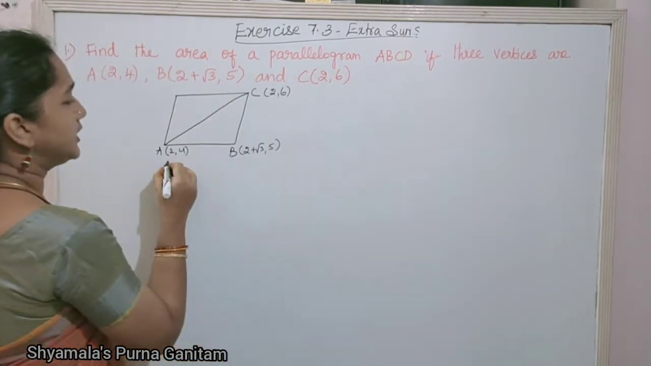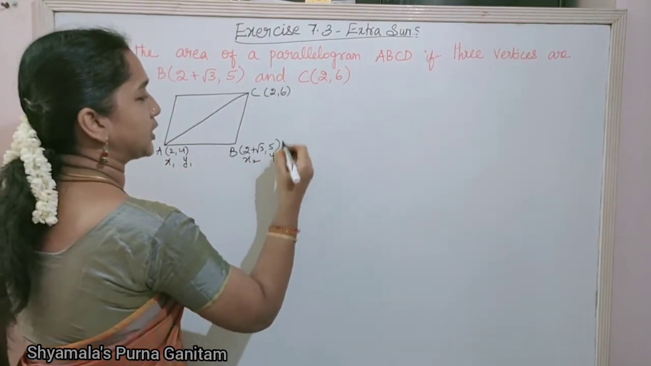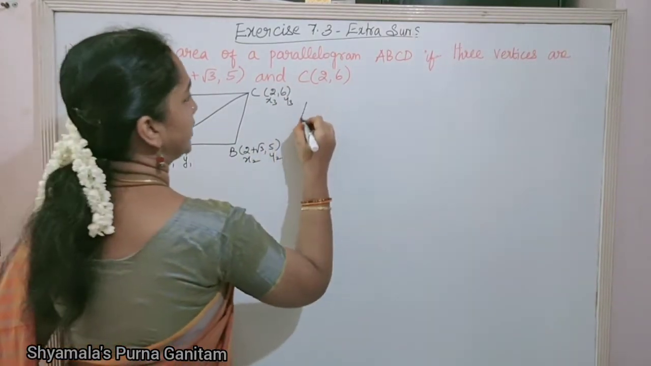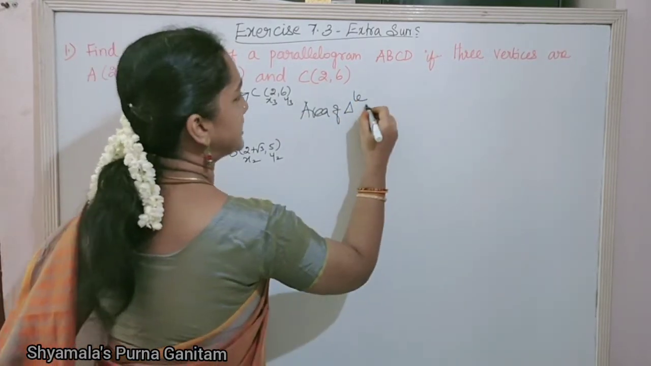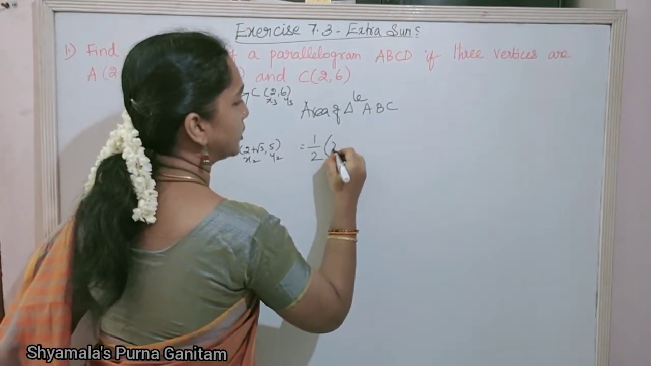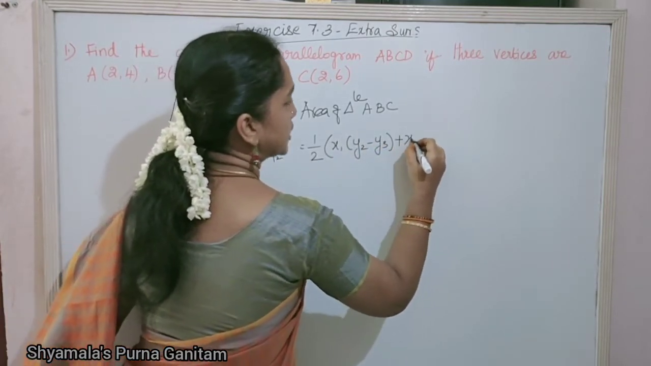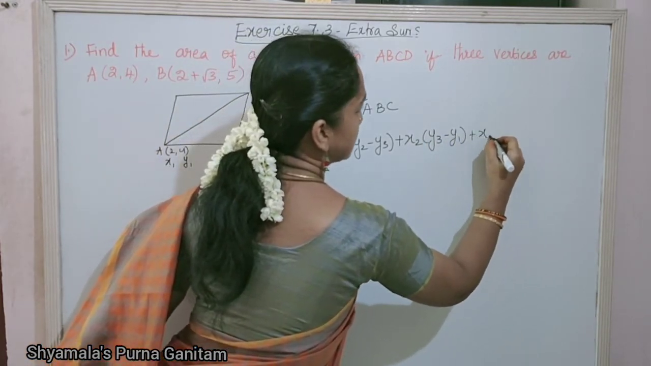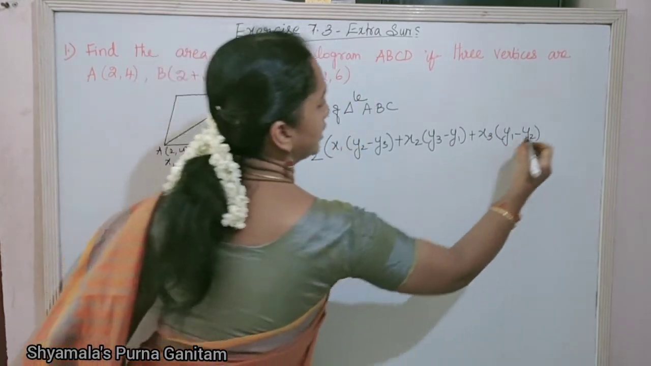So the area of the triangle, you know, you have to take it as x1, y1, x2, y2 and x3, y3. Area of triangle ABC is equal to 1 by 2 into x1 into (y2 minus y3) plus x2 into (y3 minus y1) plus x3 into (y1 minus y2). This is the formula all of you know.